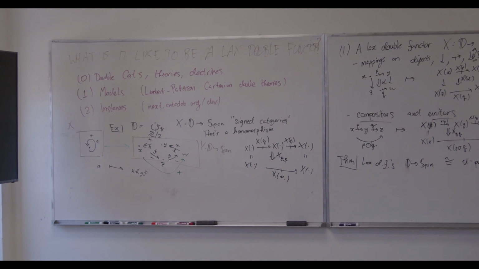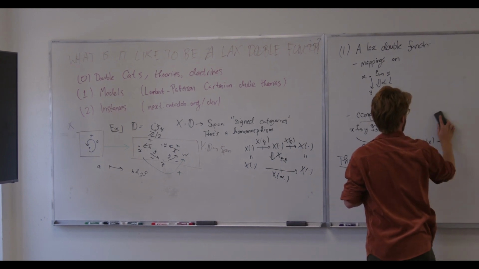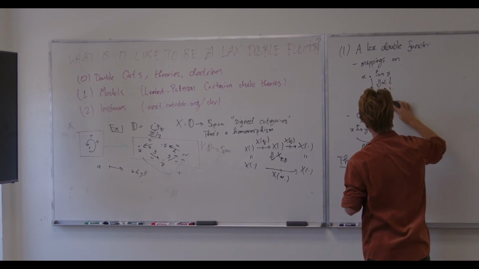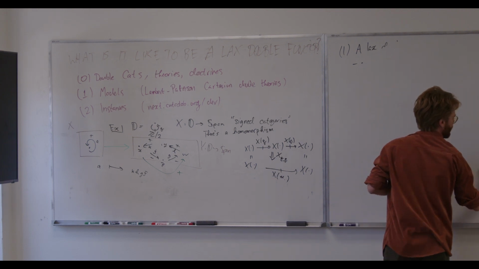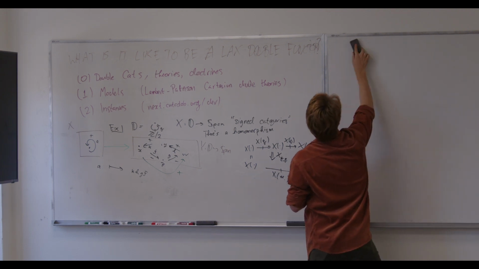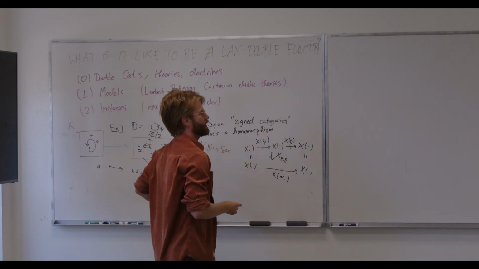Right, so that's a little bit of what it's like to be a lax double functor, but what can they do? It's kind of like being a family of categories in some way. So can you do all the things with lax double functors that you can do with individual categories? Yes, pretty much, for an appropriate sense of all the things, I guess.